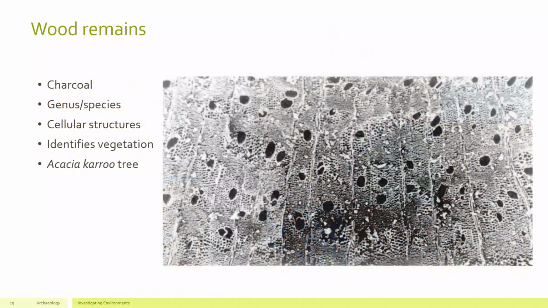Wood remains are useful, often from campfires. If you sample the charcoal from hearths or remnant campfires, you can analyze these under a microscope and determine the genus and species of the woody plant that was burned there based on different cellular structures. This is useful for identifying surface vegetation. Here's an example of an acacia tree from Africa on a microscopic slide.